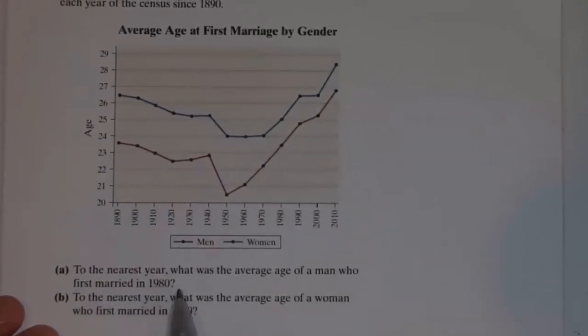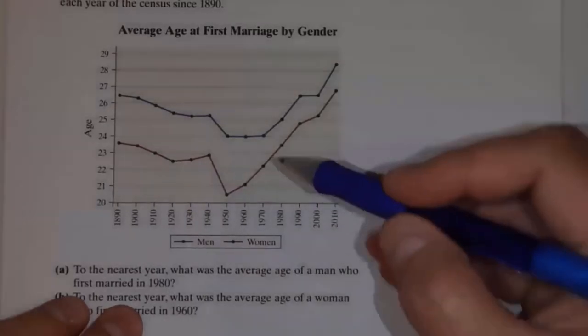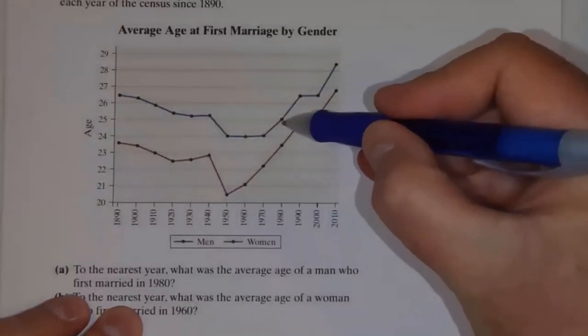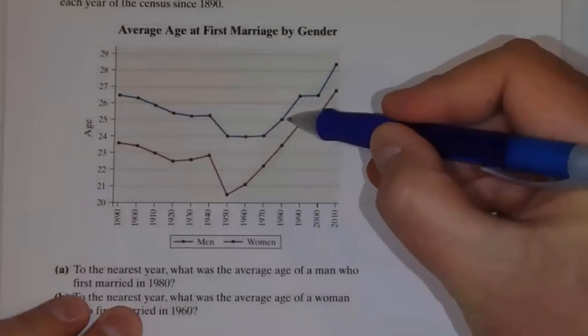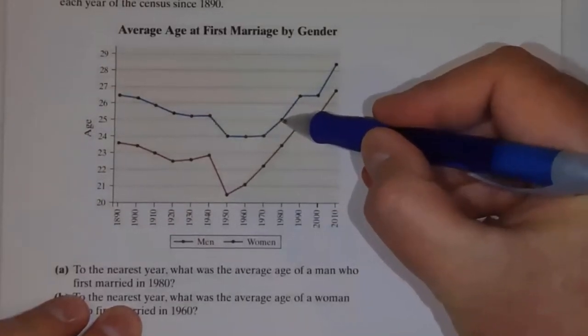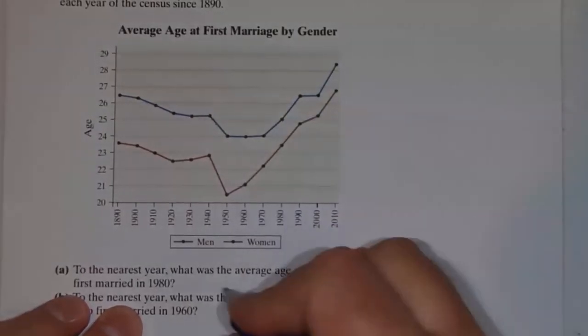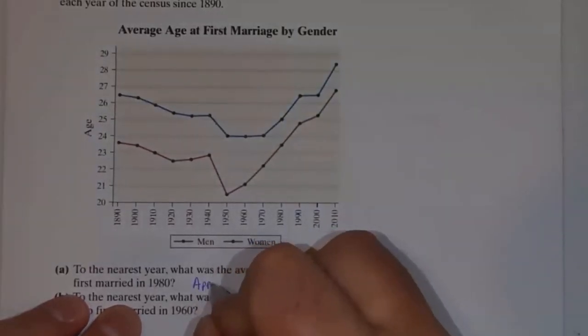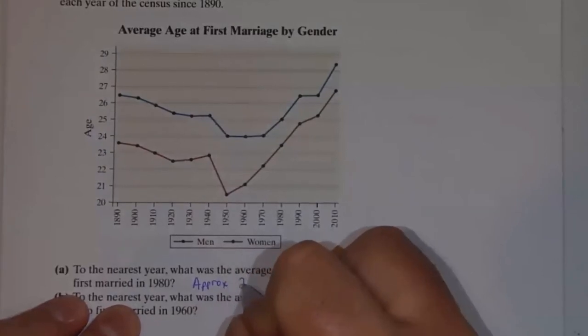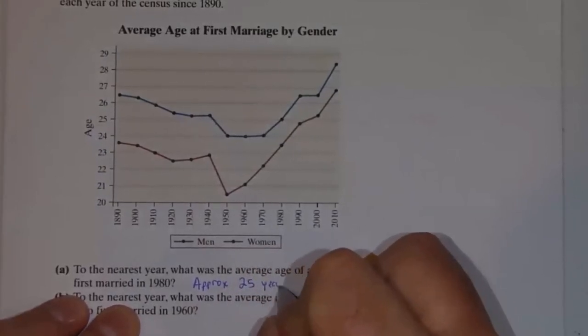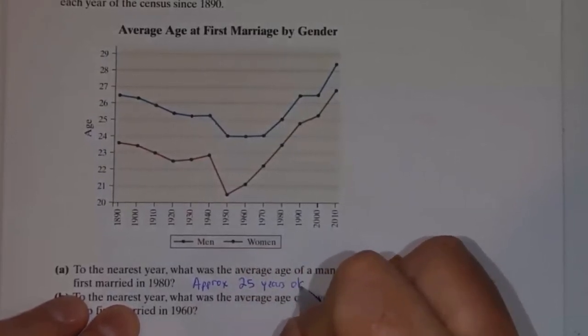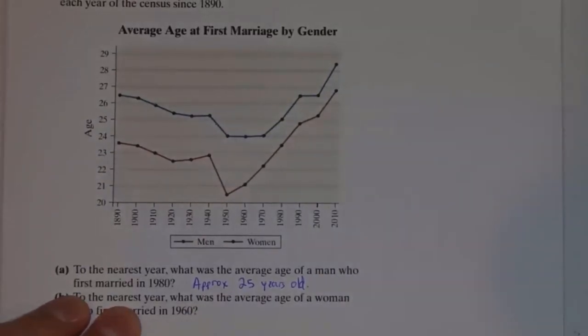To the nearest year, what was the average age of a man who first married in 1980? So in 1980, we go up to the point, and it looks like that was around 25. So I would say that's approximately 25 years old. In 1980, the average age of a man when he first married would have been about 25.